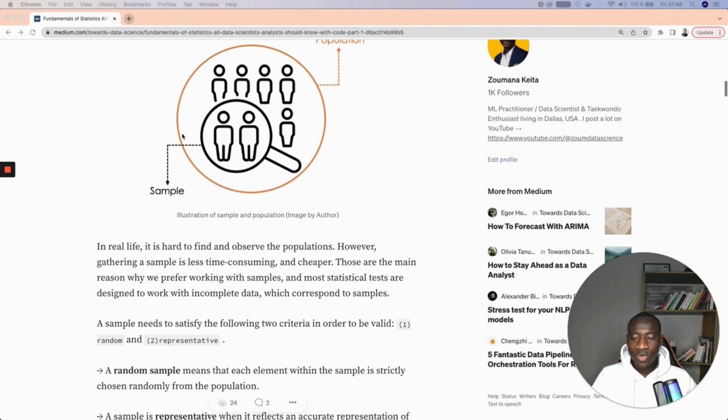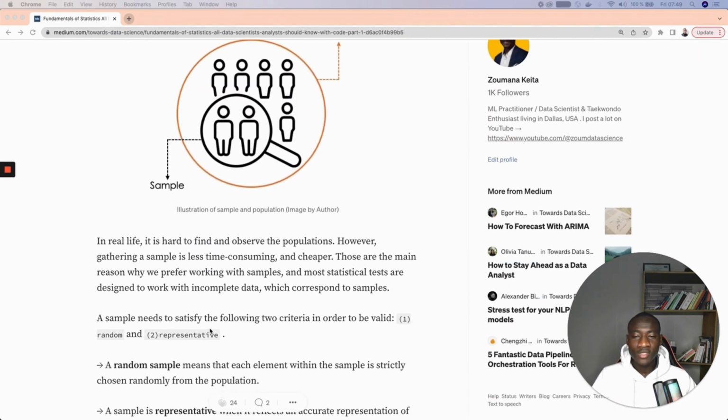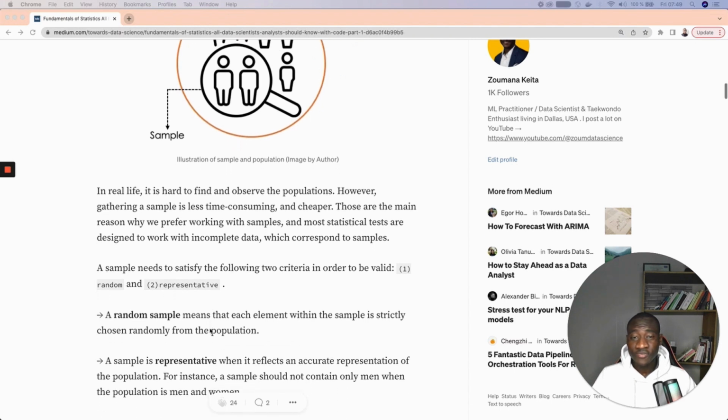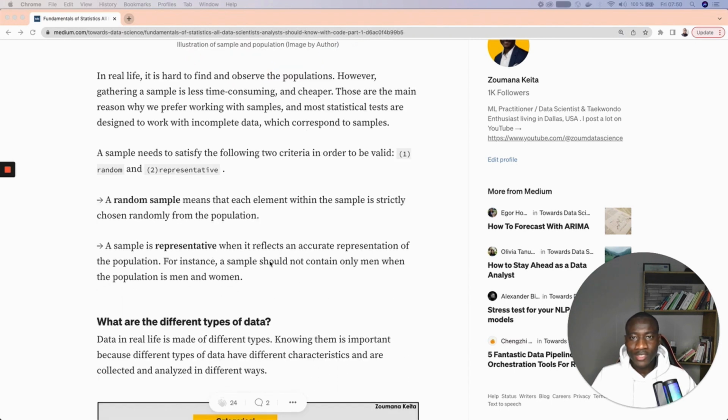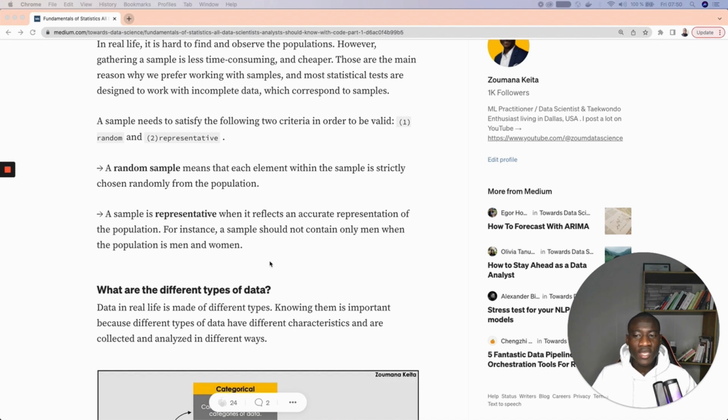The first one is randomness and the second one is representativeness. A random sample means that all the elements have been chosen randomly. We cannot choose someone with gray hair, or someone taller, or someone with a specific weight. And the second part is representativeness. A sample has to be representative. We cannot just focus on men or women.